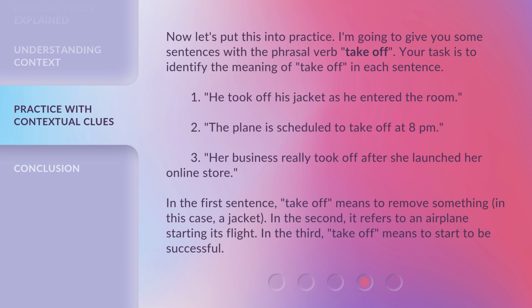In the first sentence, take off means to remove something, in this case, a jacket. In the second, it refers to an airplane starting its flight. In the third, take off means to start to be successful.